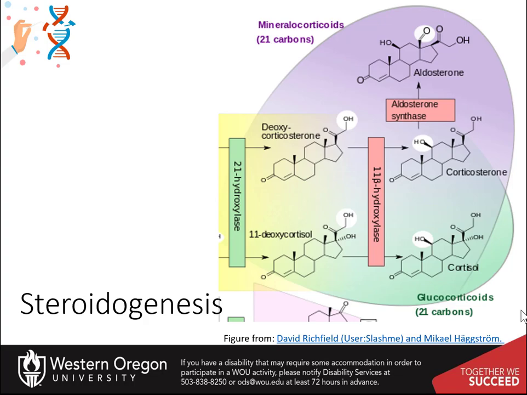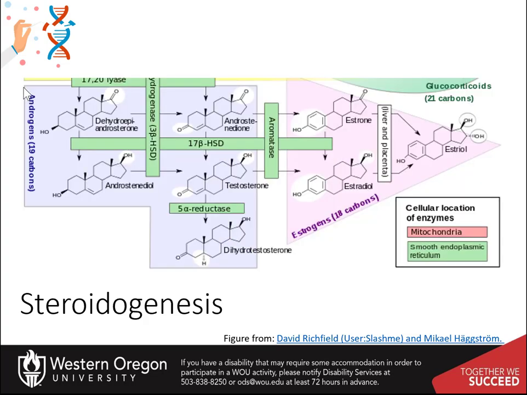In addition to the glucocorticoids, metabolism of progesterone can also lead to the production of the mineral corticoids, such as aldosterone. Aldosterone is essential for sodium conservation in the kidney. Pregnenolone and progesterone metabolism also lead to the production of the androgens and estrogens. These are necessary for normal sexual development and play a role in healthy aging and longevity.